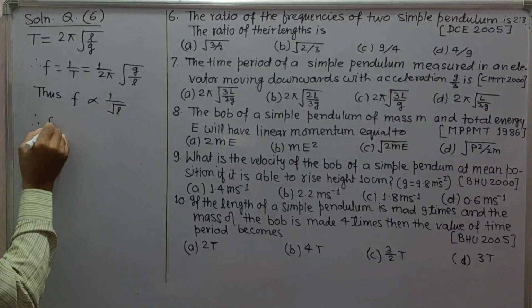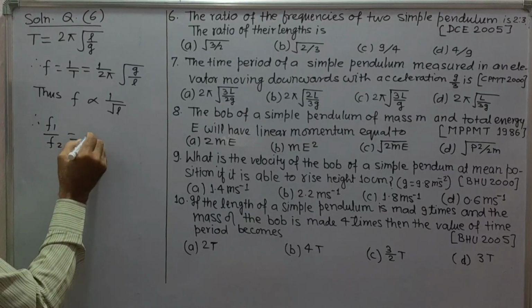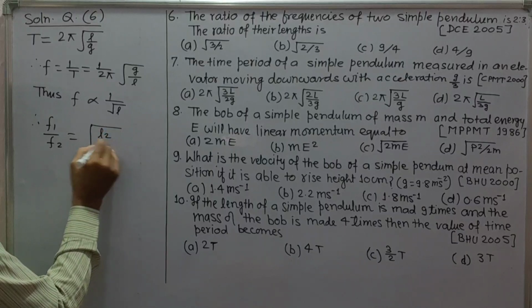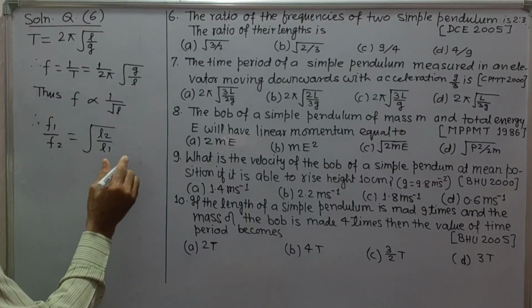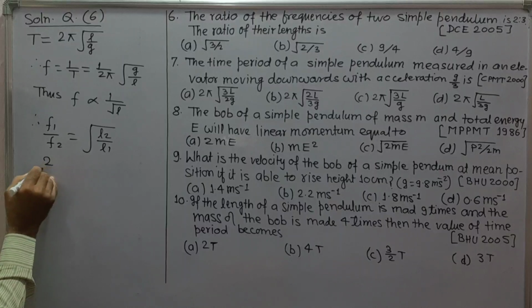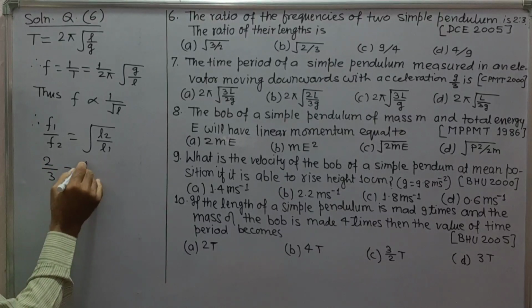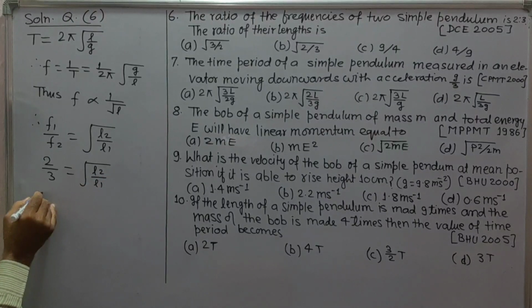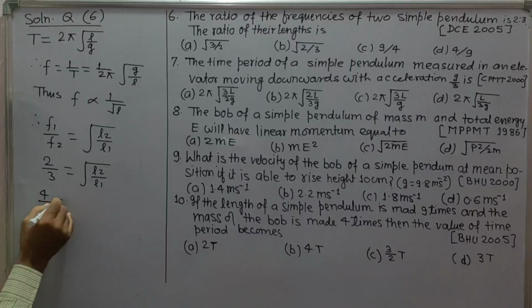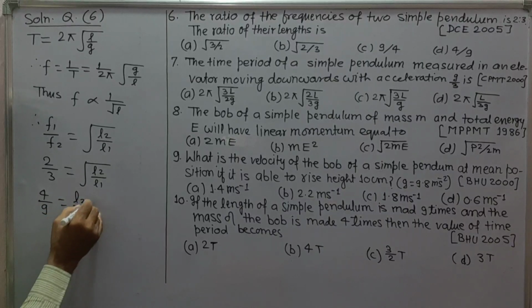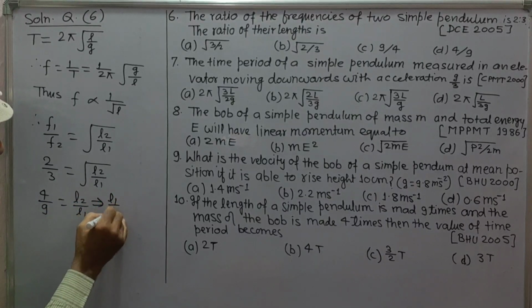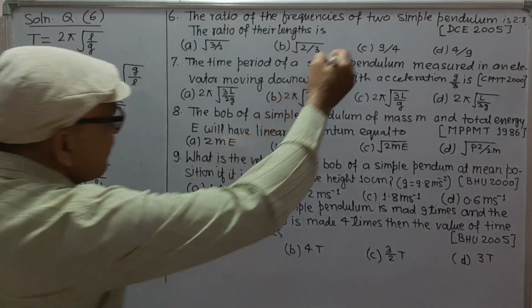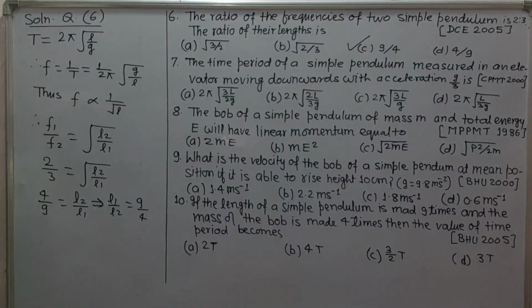Therefore, F1 upon F2 will be equal to root L2 upon L1. F1 upon F2 is 2 by 3 is equal to root L2 upon L1. Squaring both sides, we get 4 upon 9 is equal to L2 upon L1, which gives L1 upon L2 as 9 upon 4. So the correct option will be C, 9:4.